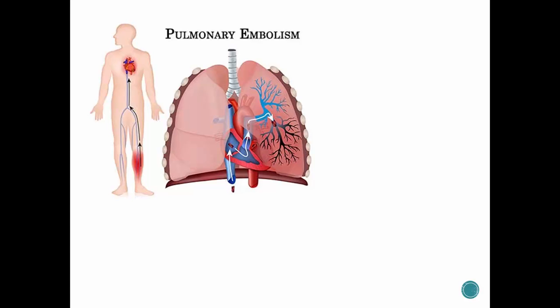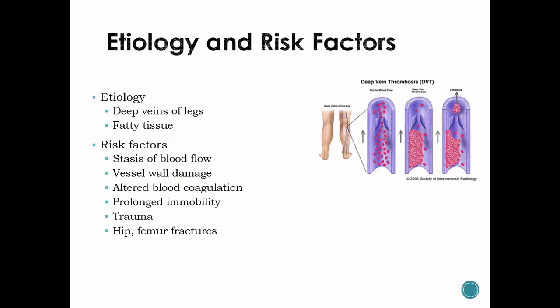Alright, so this is a picture just showing you how somebody can start off with a DVT and develop a pulmonary embolism from that. That's a pretty common finding for a pulmonary embolism, that it started out as a DVT. So etiology and risk factors.